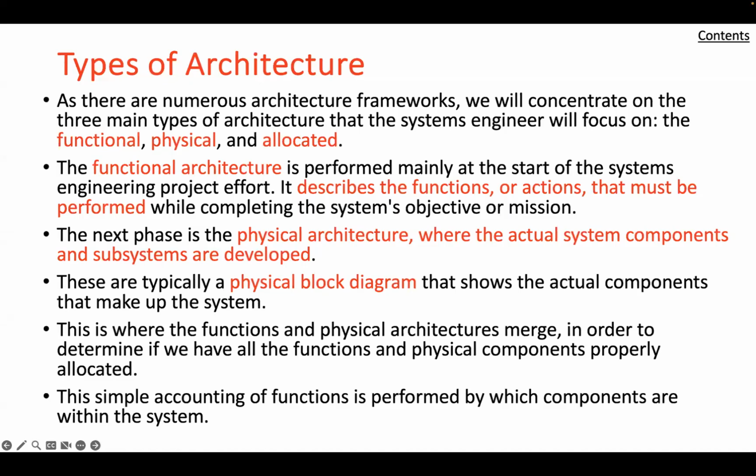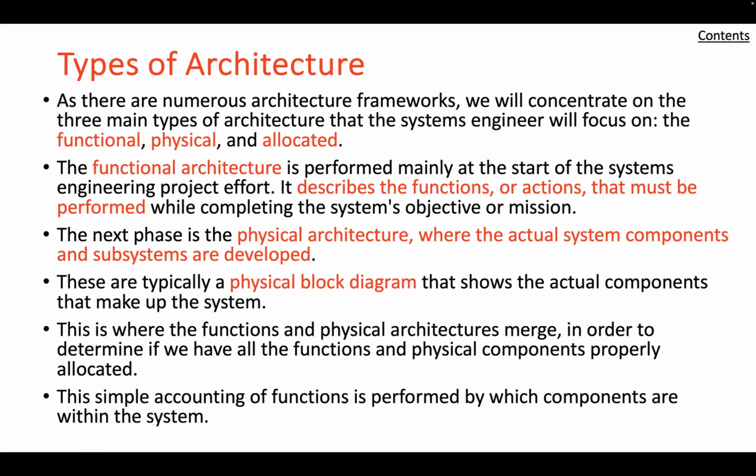Well, let's talk about the types of architecture, and over the next handful of charts, we'll get a chance to be thinking about the functional, the physical, and the allocated. And in terms of an overview, as there are numerous architectural frameworks, we will concentrate on the 3 main types of architecture that the system engineers will focus on: the functional, physical, and allocated.